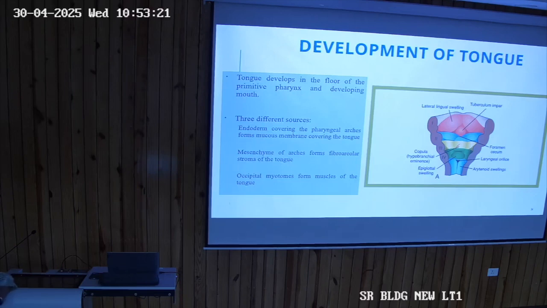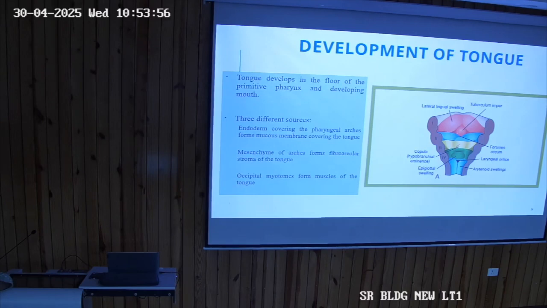Grossly, tongue is divided into anterior 2/3 part and posterior 1/3 part and posterior most part. Anterior 2/3 part is separated from the posterior 1/3 part by a V-shaped sulcus which is known as sulcus terminalis. So here in the first pharyngeal arch, you saw these pharyngeal arches in the last class. In the midline there is a swelling which is known as tuberculum impar. This is a mesenchymal swelling over here. It is surrounded by two lateral lingual swellings.